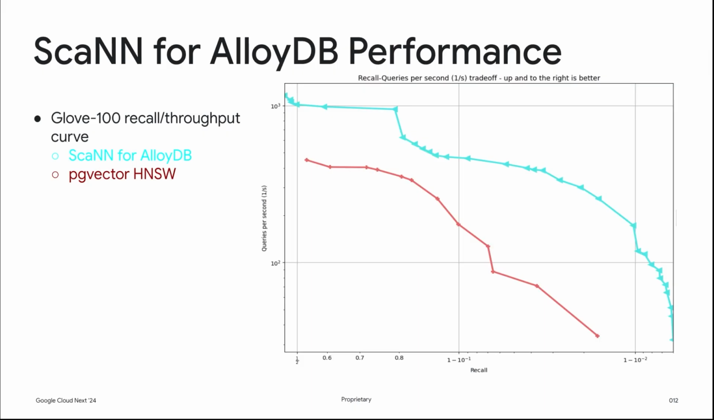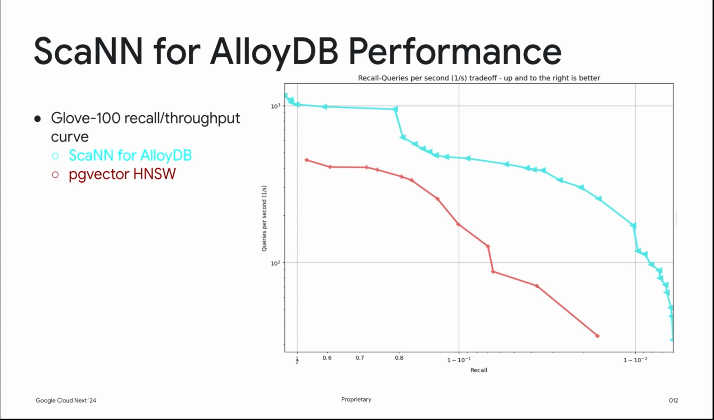a typical slide for those of you who have already spent a lot of time on vector search. This is the recall QPS, query per second / recall curve of the scan for AlloyDB index compared with the pgvector HNSW on the popular Glove 100 benchmark. Generally, up and to the right is better because it basically means that for a given recall, you can deliver higher number of queries per second, or for a fixed number of queries per second, you can deliver higher recall.